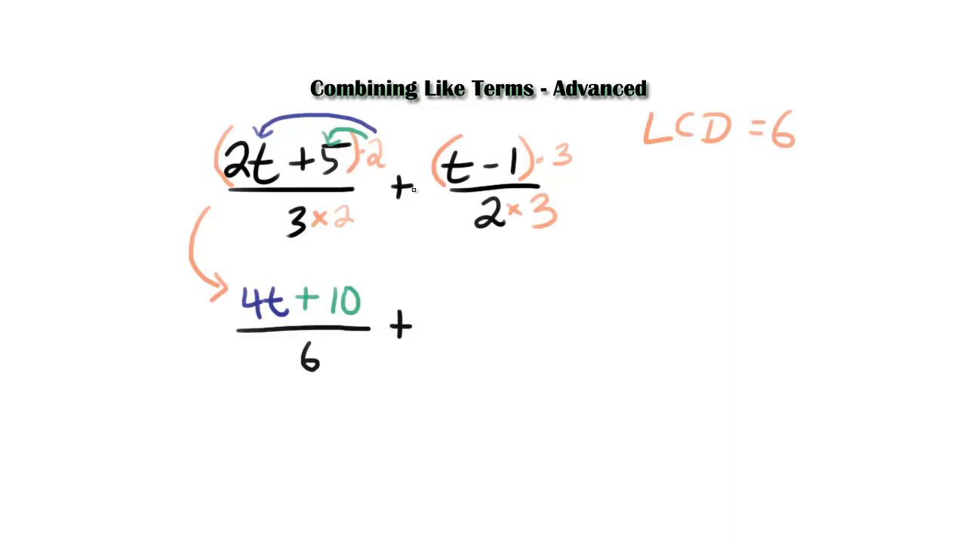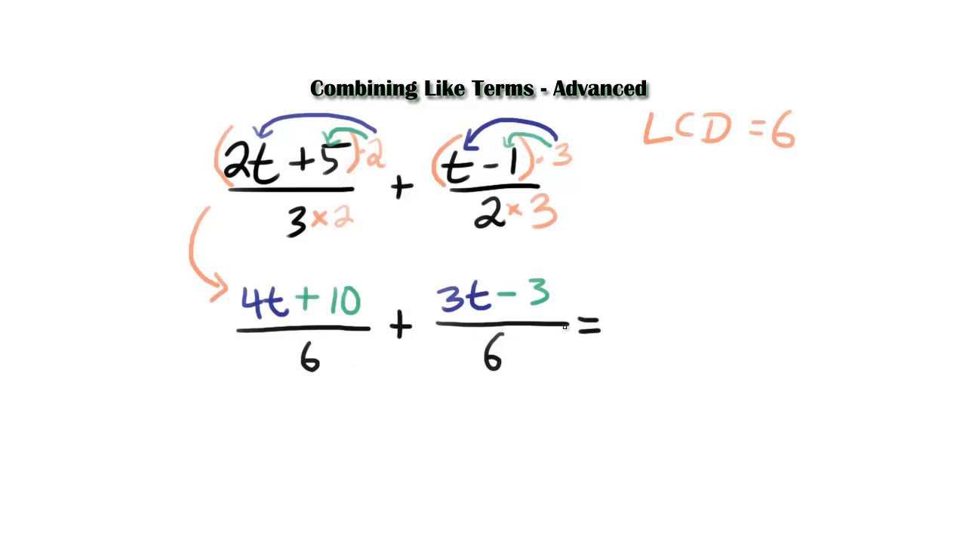Plus, now let's do the same thing over here. We have 3 times the t, which gives us 3t, and we have 3 times the negative 1, which gives us negative 3. And the denominator is 6. So we have matching denominators, so we're good. But now we can combine them.